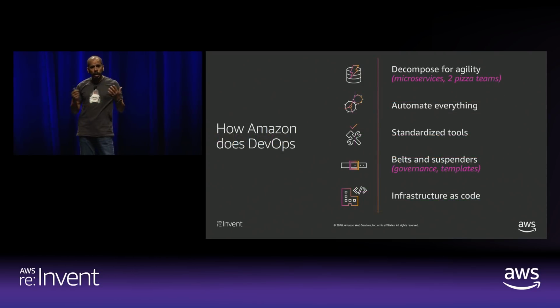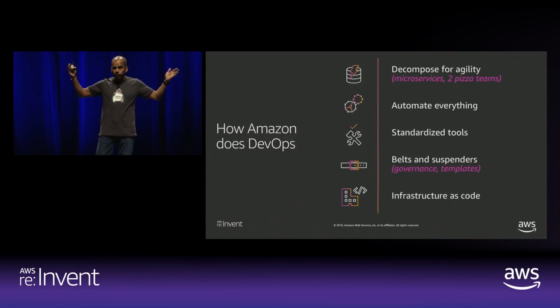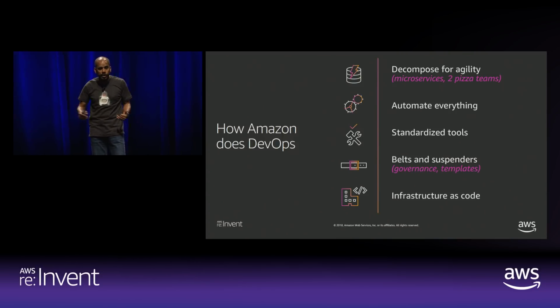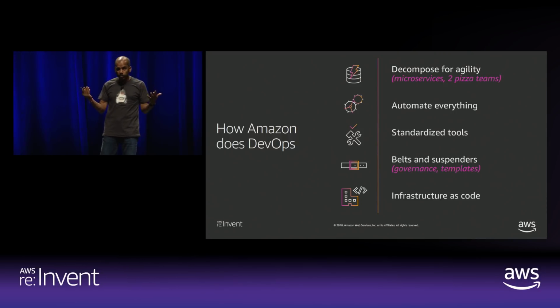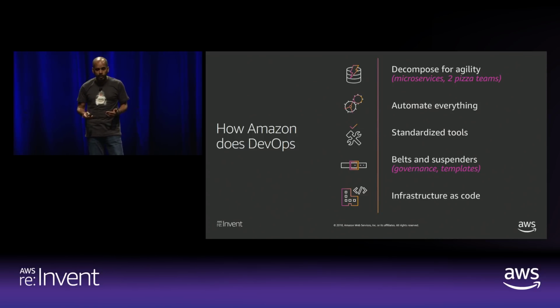So how does Amazon do DevOps? Well, we talked about it. We decompose for agility, as opposed to one big application. It consists of thousands of microservices. We automate everything. We use standardized tools, which makes it very easy for us to scale. And we also use infrastructure as code. You can use CloudFormation, you can use Terraform, Chef, Puppet, whatever you are familiar with, all of that works.